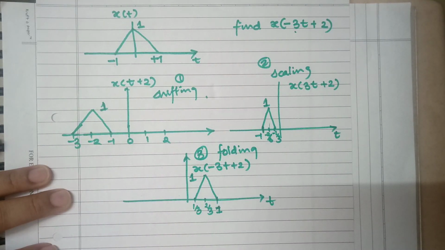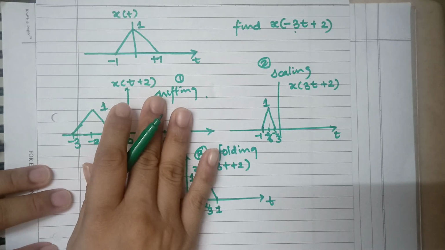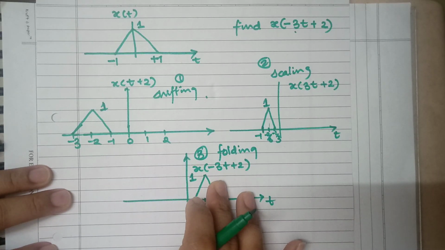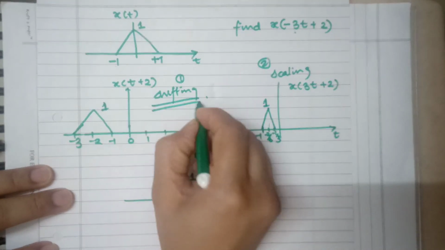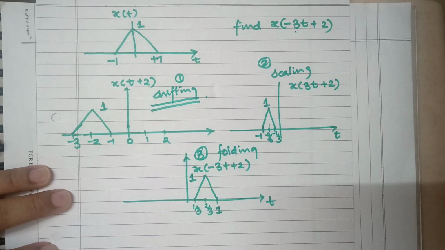So this is a combined operation. So always remember the flow. First you have to perform shifting, then scaling, and then folding. Okay. So very first shifting, then the other operations. That you remember. First shifting and then other operations.